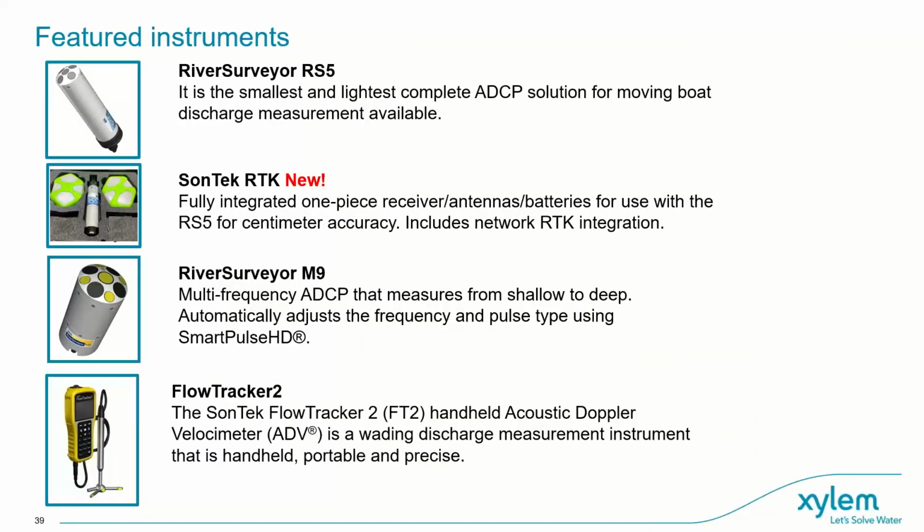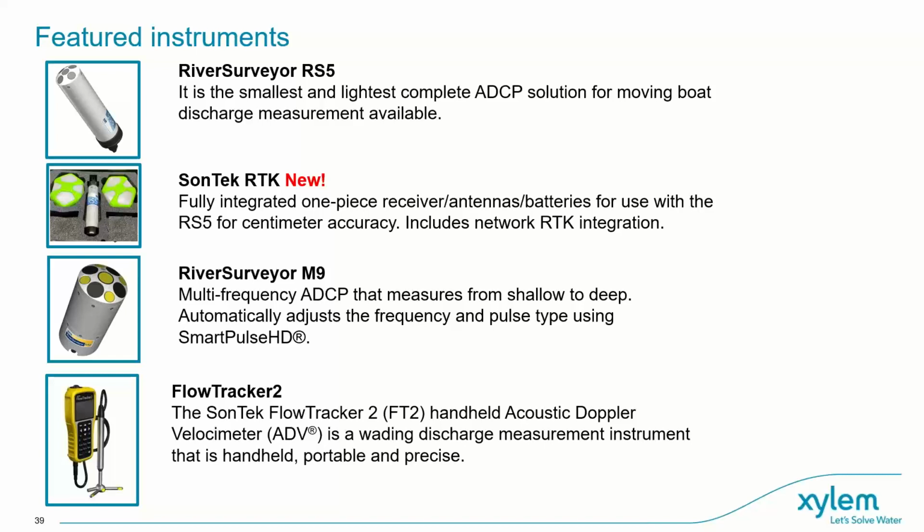Thank you, Sheila. And so now just to recap some of the featured instruments, some of the instruments that were used to collect these data sets that we've taken a look at. So first off, we have our relatively new River Surveyor RS5. So this is the smallest and lightest complete ADCP. It's a one-piece solution. The batteries and radio are inside the head of the ADCP. And we mentioned quite a few times also the SonTek RTK. So this is the RTK system. It's a fully integrated system: antennas and receivers and batteries are all one piece that connects. One connects to the RS5, and then the other is for a base station for reference.